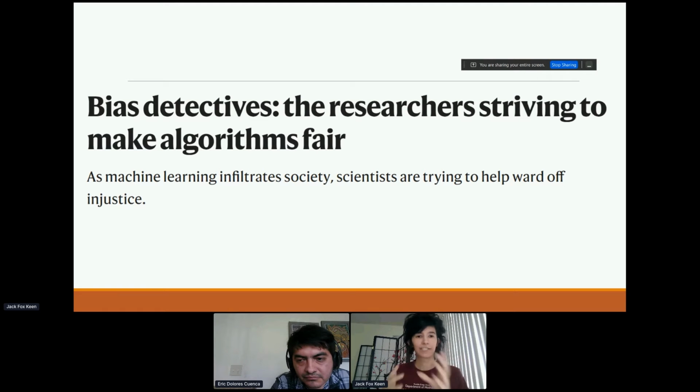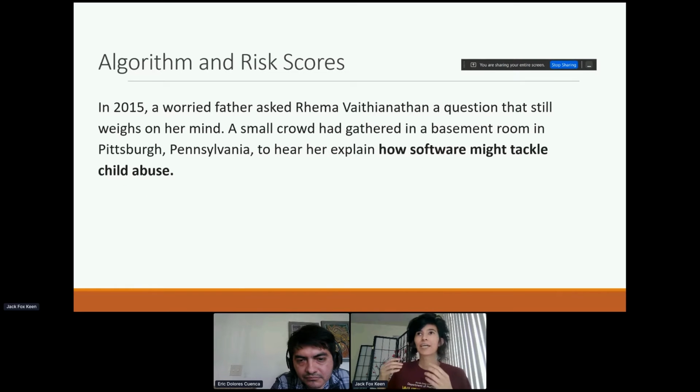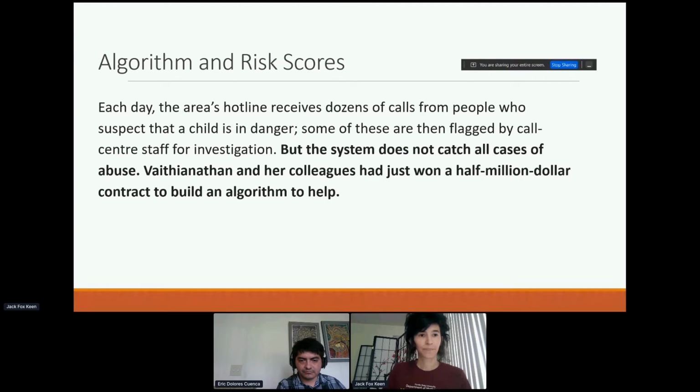to figure out how to ward off injustice. So this was an example of using machine learning algorithms in child welfare, or social workers who work on child abuse. And so in 2015, a worried father asked Rima Vathyanathan a question that still weighs on her mind. A small crowd had gathered in a basement room in Pittsburgh, Pennsylvania, to hear her explain how this software would tackle child abuse.